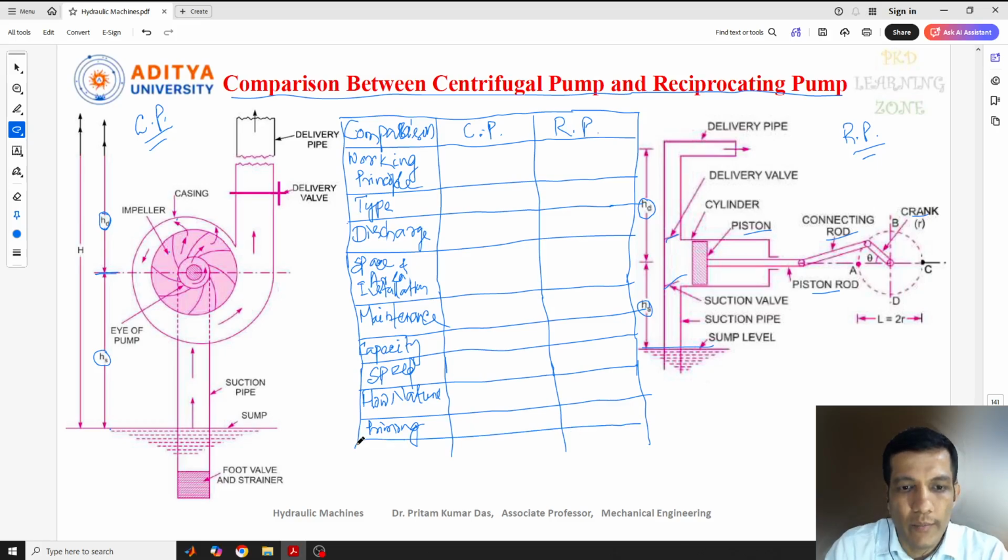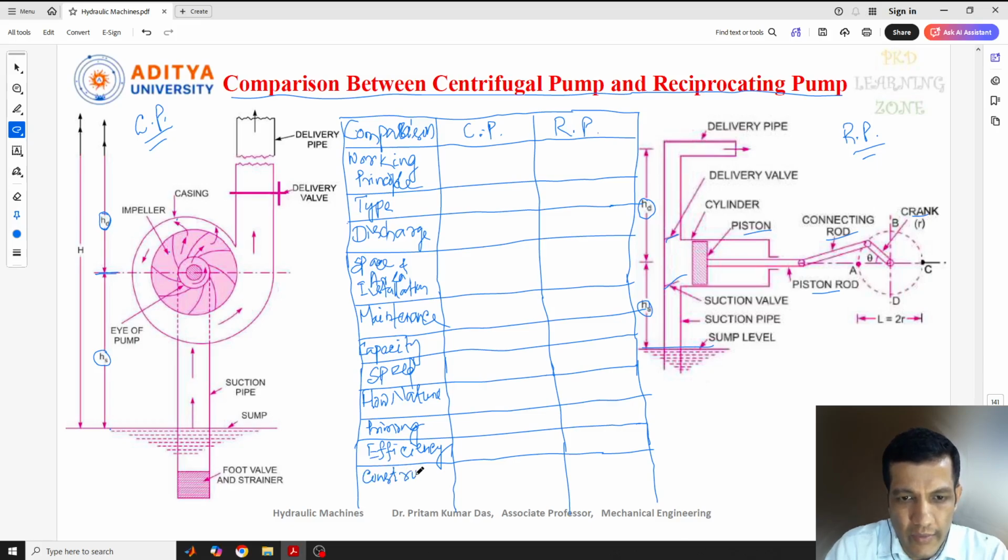And the main important thing is efficiency. What about the efficiency of this pump, whether it is low, medium, or high? That is also a main thing we need to check. Along with that, lastly we'll go for the application. Before that, I'll say something about the construction. Along with space and installation, construction is one more point that can be added here.